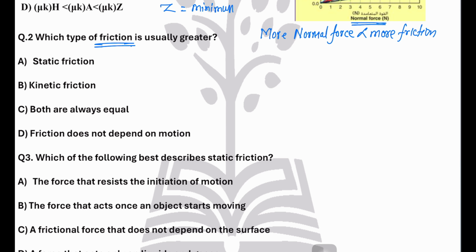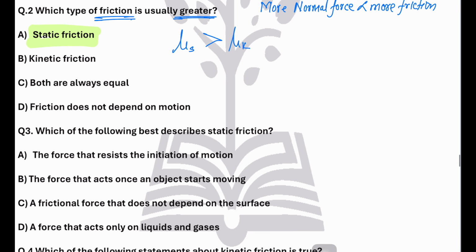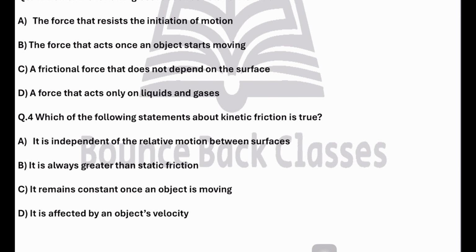Which type of friction is greater? I told you there are two frictions, static and kinetic. Who is more? Definitely the static one. When things are at rest, it means it has more power. It is stronger. Static friction. Fine. Okay, third question: which of the following best describes static? Static friction resists the initiation, the starting of motion. It stops the starting of the motion. It will not allow it to start.